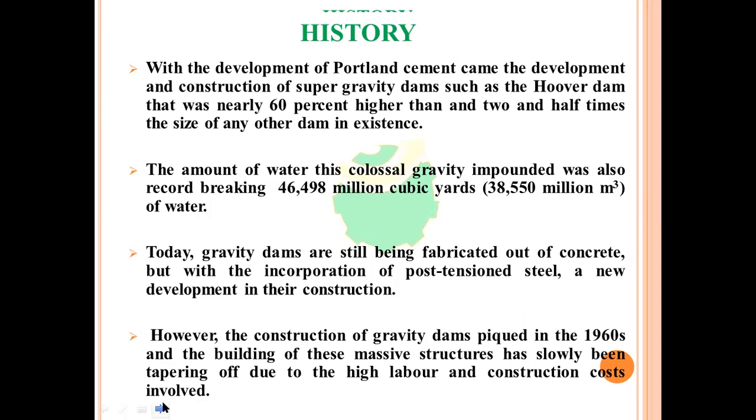The amount of stored water in this dam is 38,550 million cubic meters. That means 46,498 million cubic yards. Today, gravity dams are still being fabricated out of concrete, but with the incorporation of post-tension steel, a new development in their construction. In present days, we are using the concrete Portland cement with the combination of steel.